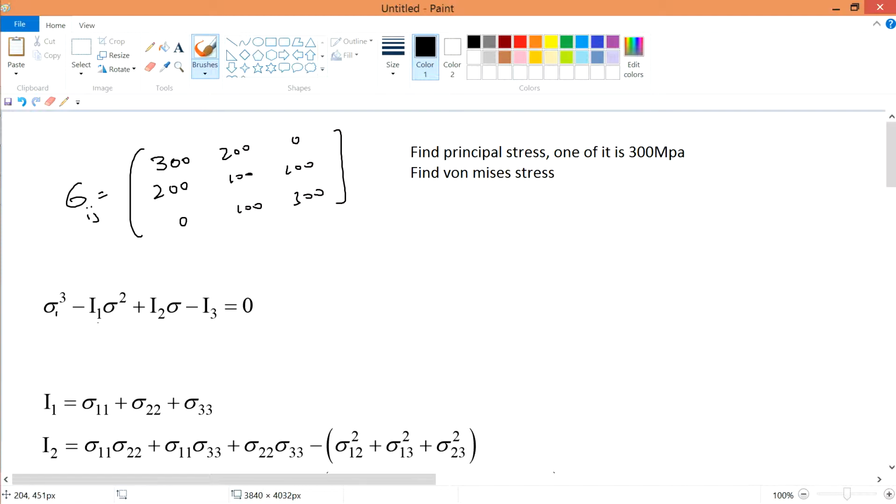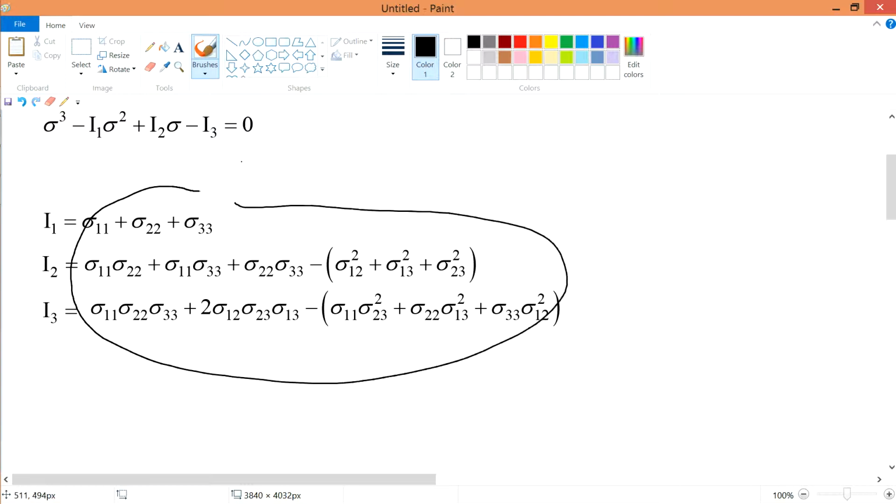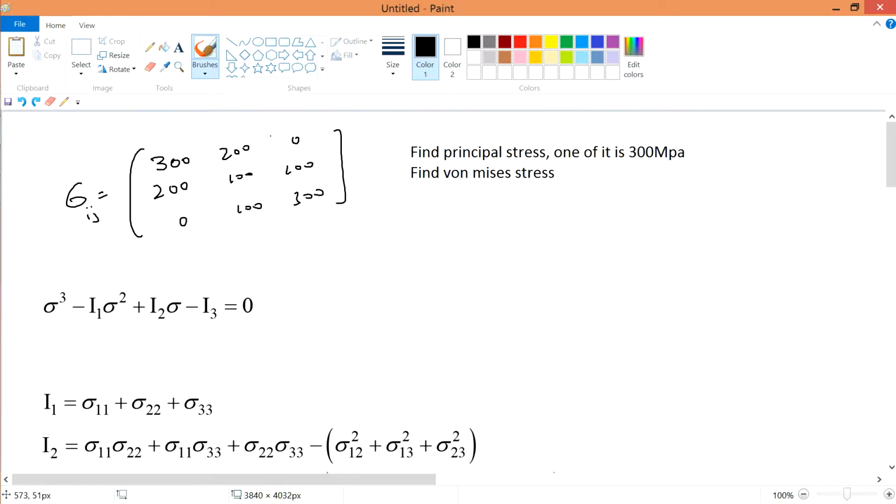Normally it is sigma 1, sigma 2, and sigma 3. This is the equation that you're going to use, and you're going to find your I1, I2, and I3. Remember that we're talking about stress state. When you're given this stress state and you're asked to find the principal stress, then you use this formula, sigma 11, sigma 22.